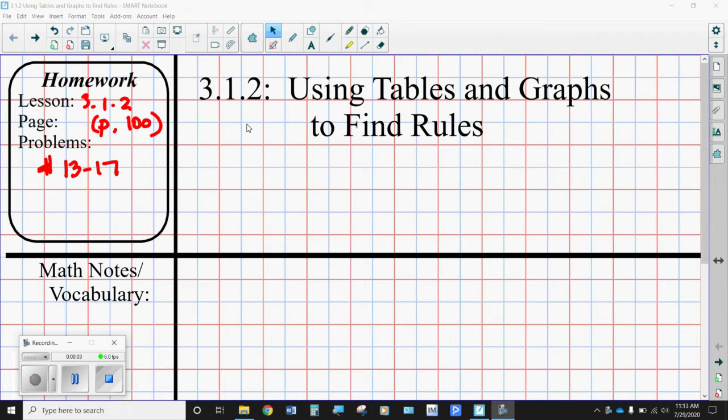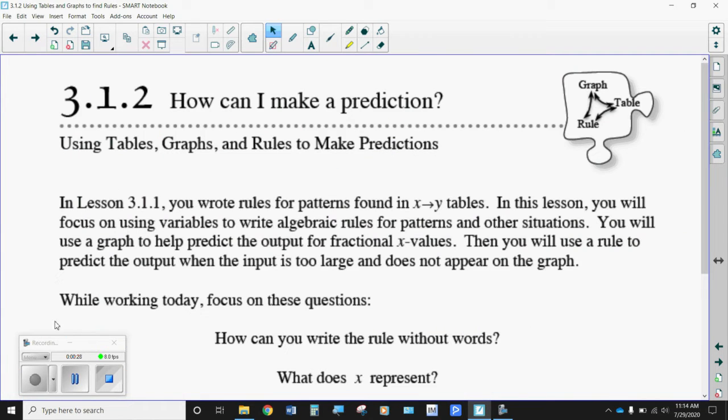Alrighty, on to lesson 2. In today's lesson, we are going to look at one particular situation where data can be collected. You've got two variables for this situation, and we're going to use that data to come up with a rule to define the situation and use that rule to make predictions about the situation. Okay? So let's go ahead and read through the beginning.